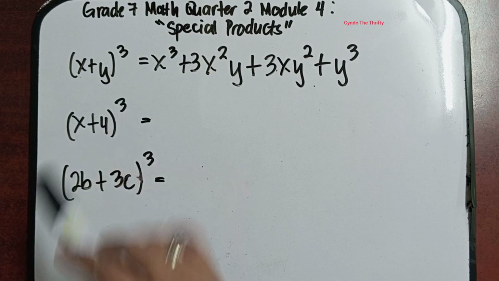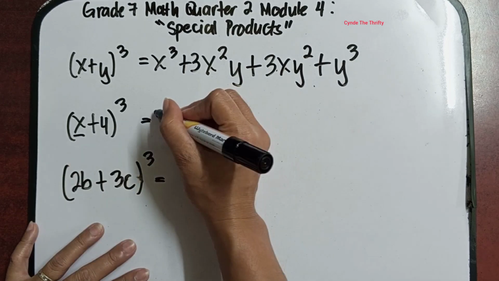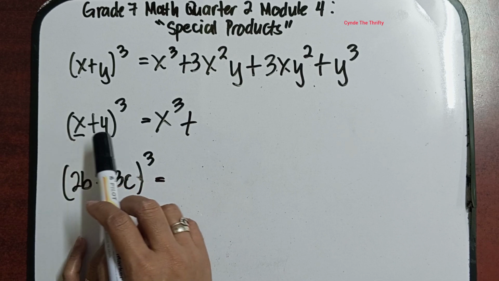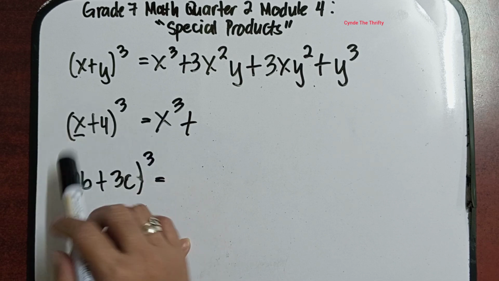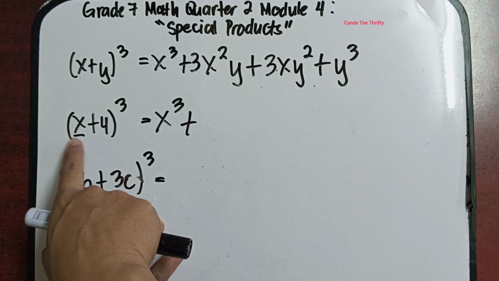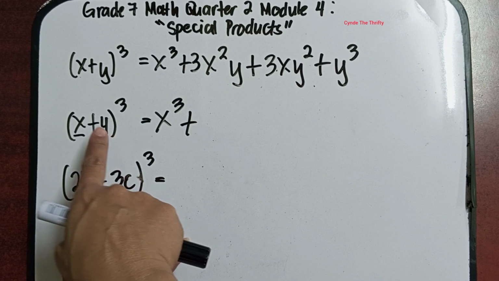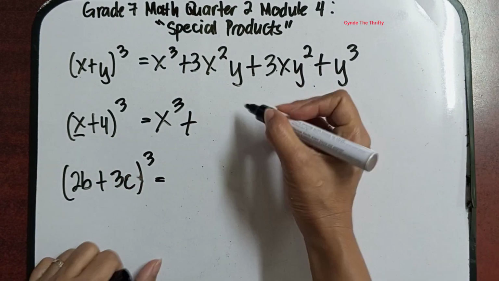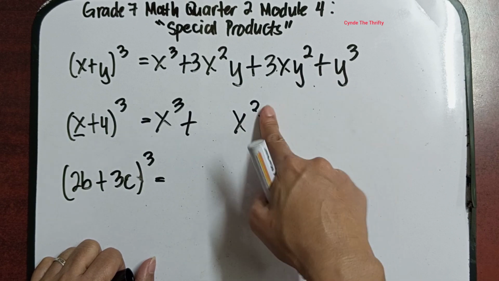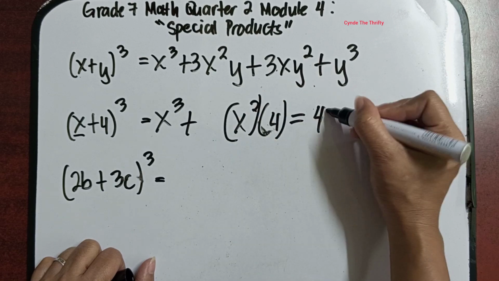X plus 4 cube. Okay, ang first natin is i-cube natin ang ating first term. So ang x ang ating first term, so that is x cube. Plus, i-add natin ang square ng first term multiplied by the second term times 3. So, i-multiply natin ang square ng first term sa ating second term. So, ang first term natin is x, tapos i-square natin siya. So, x squared multiplied by 4 is equal to 4x squared. Okay, so x squared times 4 is equal to 4x squared.